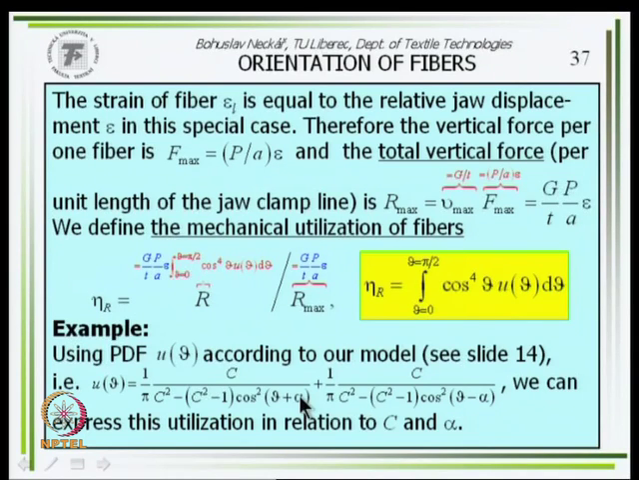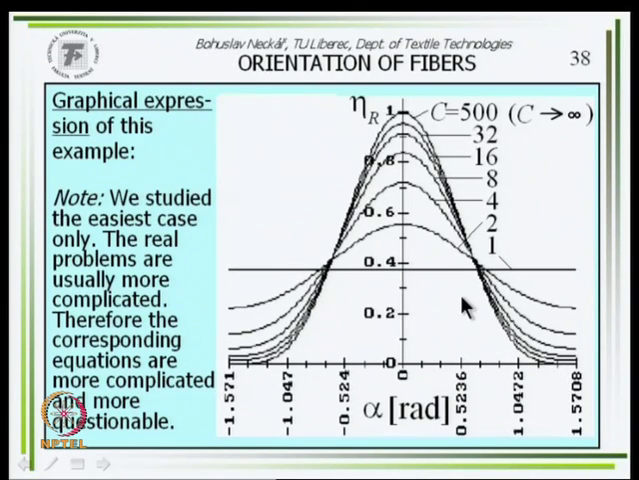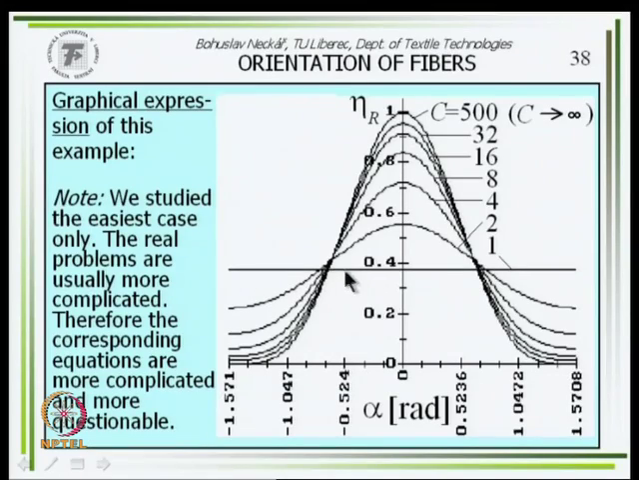Why? Because the angle alpha is here. Yes, we are integrating over theta, but the angle stays here as a constant, as a parameter of orientation of our web, for example, in relation to the jaw axis. So we obtain these curves for different values of c. For example, evidently for c equal 1, what does it mean? Isotropic structure. You can rotate the structure how you want. The utilization will be permanently the same, constant.